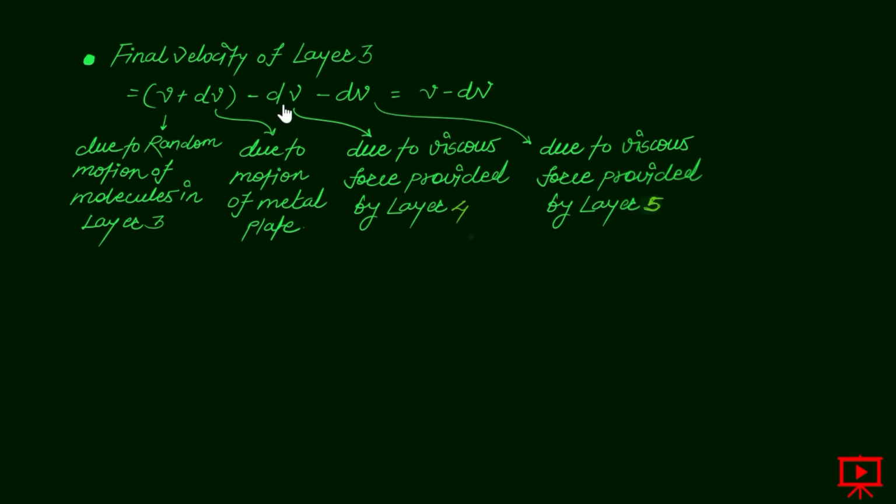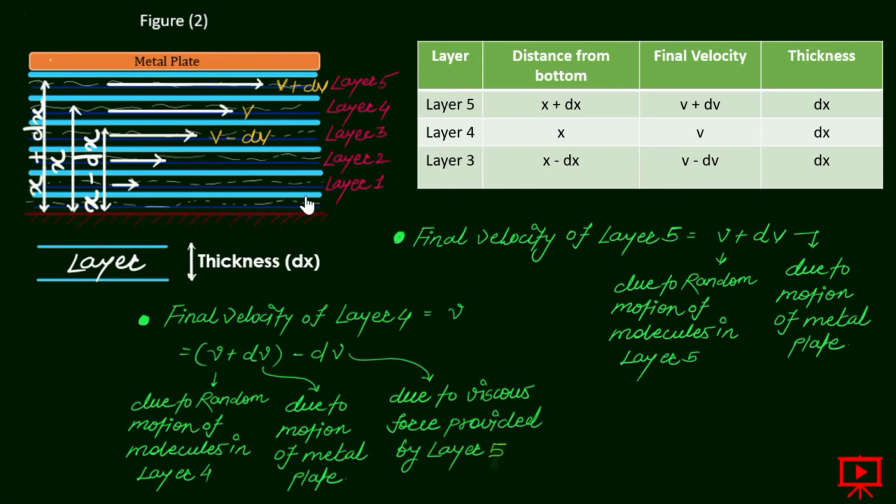Now this minus dV is due to the viscous force provided by layer 4, and this minus dV is due to the viscous force provided by layer 5. So in this way we will find the velocity of each layer, and it is observed that each layer has a distinct velocity, and if we go down towards the bottom, the velocity of corresponding layers is getting decreased by an amount of dV. This is the conclusion from the given discussion.